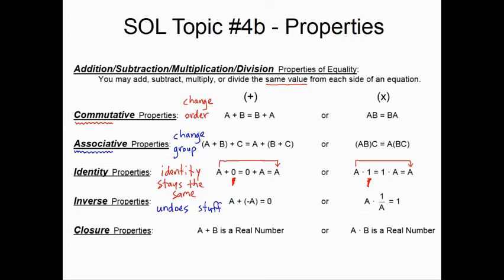The closure property, you don't see the closure property that often, but what that means is the set of real numbers is a closed set. Based on addition, if we add any two real numbers together, we'll get another real number. So it's a closed set. Same thing, it's closed under multiplication as well. If we multiply two real numbers together, we will get another real number because the real number set is a closed number set.